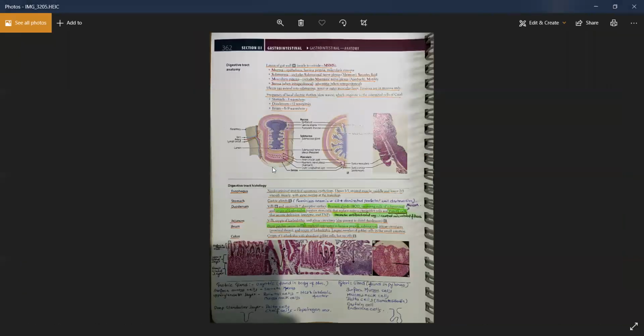Okay, so any more doubt on this page? Up to this part?